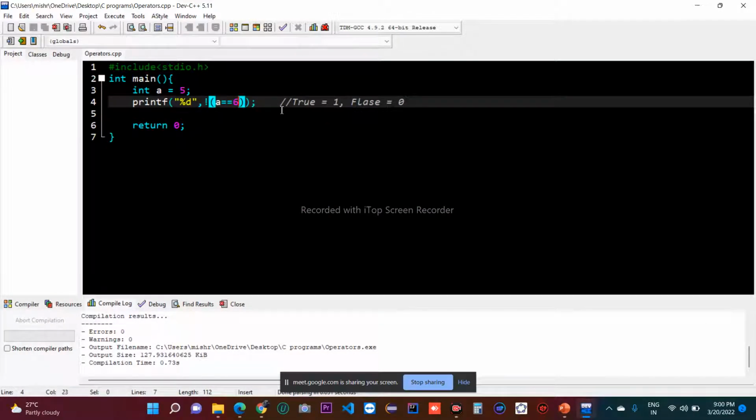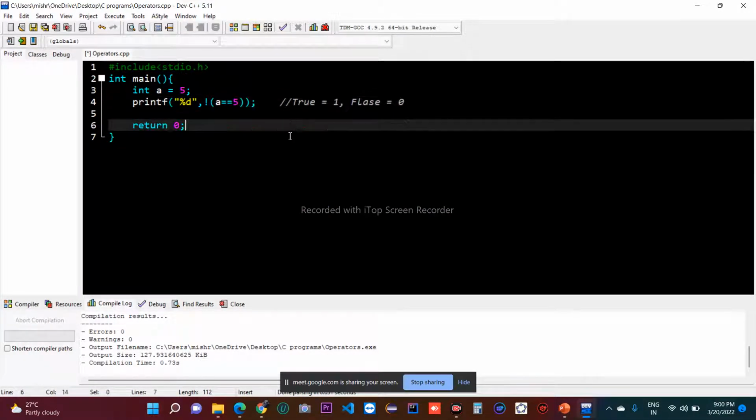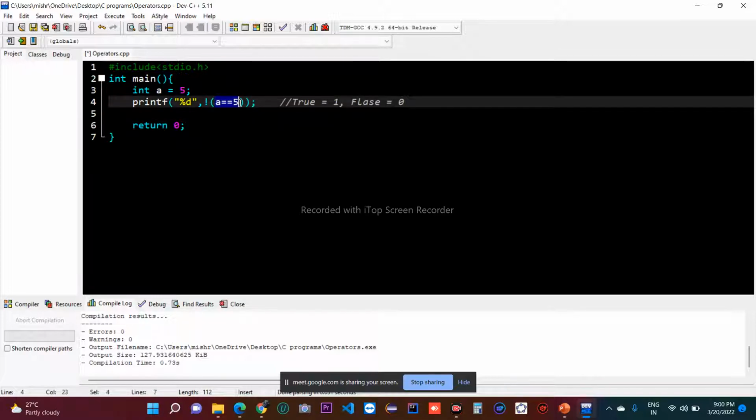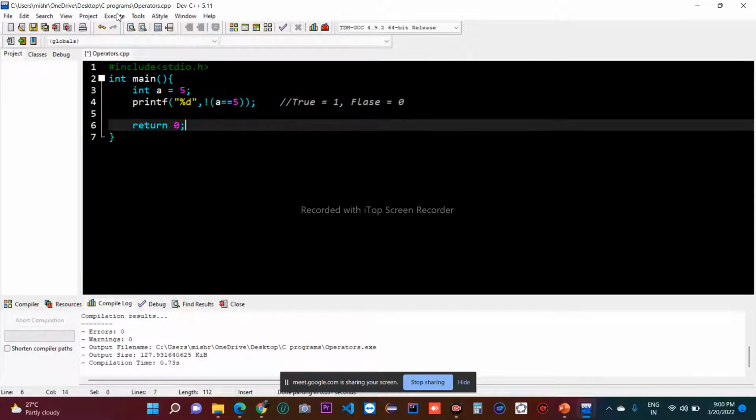Similarly, if a is equal to 5, this is true. And what is the opposite of true, or you can say the complement of true? False. So it will print 0. Look, it prints 0.